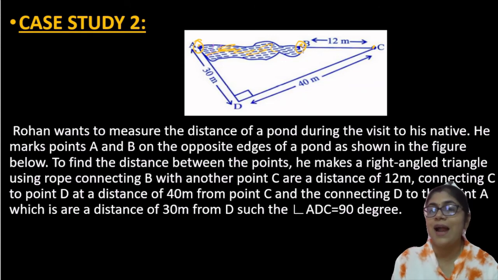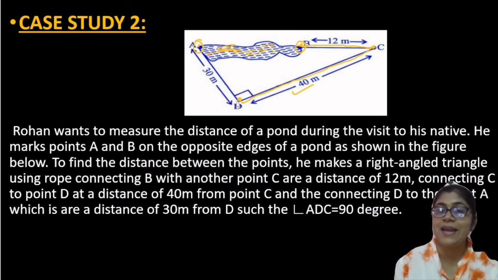So he has started from B, then he has moved to C, and this distance is 12 meter. Then from C with the same rope, he has gone up to point D, which is 40 meter, and from point D he connects to the point A.